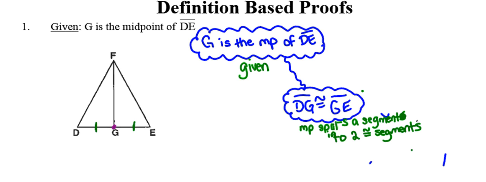And there is my first little mini proof. I know, again, inside the box goes the statement that I know to be true. Underneath the cloud goes the reason why I know that's true. So if it's a true statement that G is the midpoint of segment DE, I can also conclude or deduce that line segments DG and GE are congruent. And the reason why I know they're congruent is because that's a midpoint's job. The midpoint's job is to split that segment into two congruent parts.